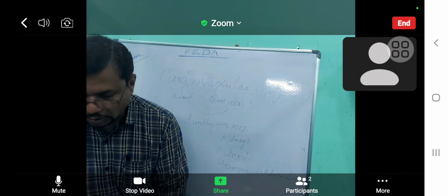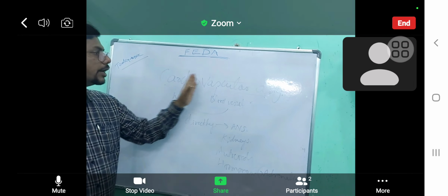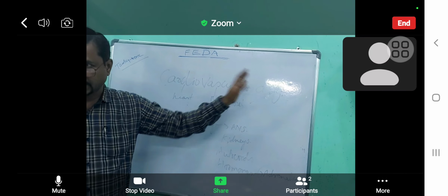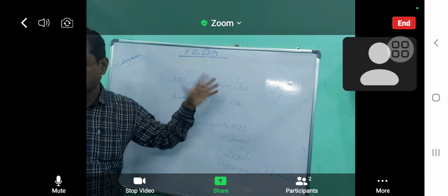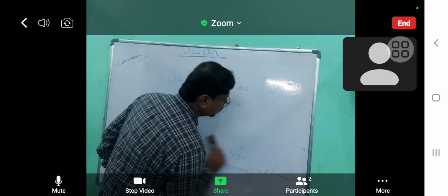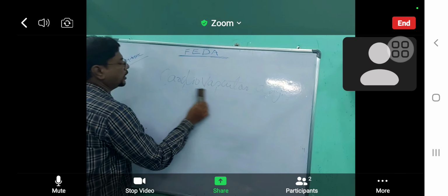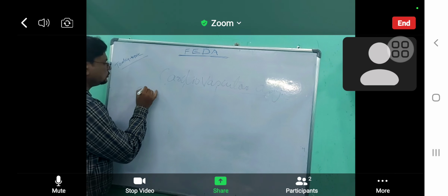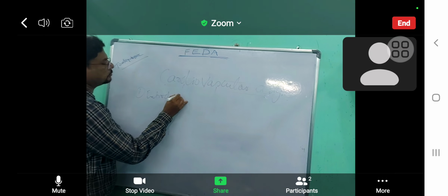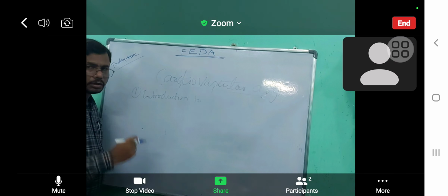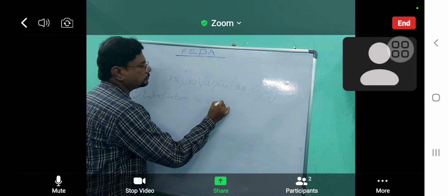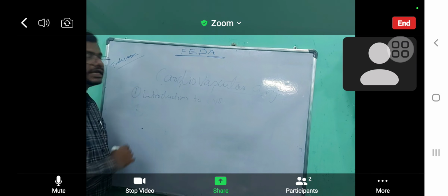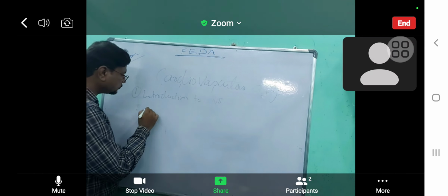So here are the topics to be covered in cardiovascular drugs. We know what is the cardiovascular system and what are cardiovascular drugs: the drugs which act on the cardiovascular system. Now, the topics we will cover. Number one, first we will see the introduction to the cardiovascular system. Then we will see hemodynamics.